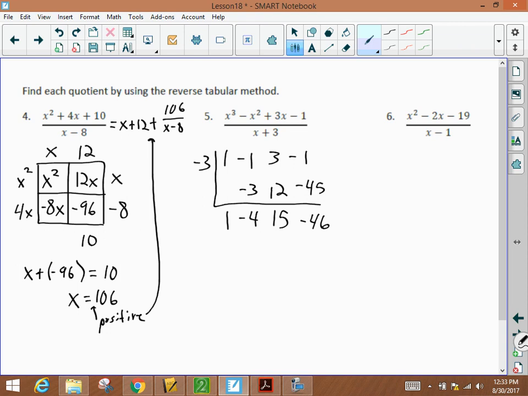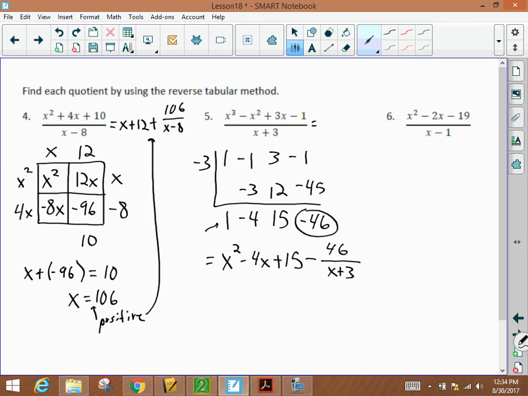Okay, so how am I going to express my answer? Remember, my degree of my numerator is 3, so this degree has to start off with x squared. It's 1, right? 1x squared minus 4x plus 15. And now check this out. My remainder is negative. So up until this point, we put a plus sign for our remainder, but we're going to use a minus sign this time because our remainder is negative. It's very important that I have the right sign. And there's our answer.